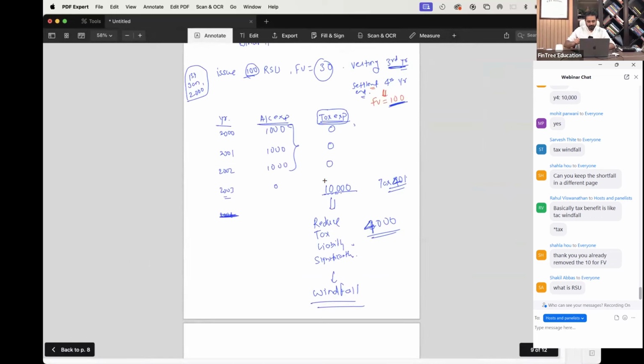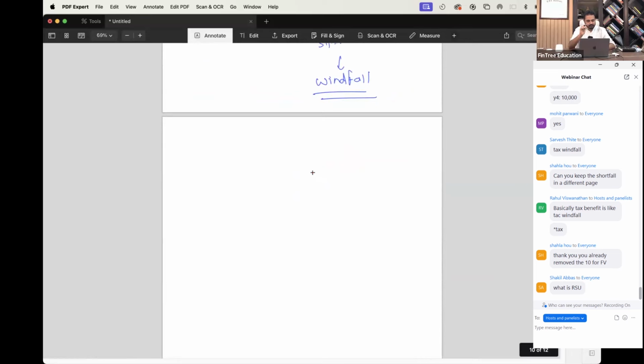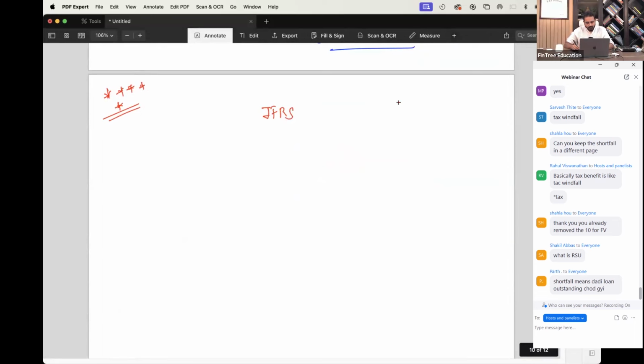Okay, now if you've understood this, what I'm showing here is extremely important. You have to have a good grip on what I'm showing you here, because this is going to be the first instance where IFRS and US GAAP accounting treatment differ.